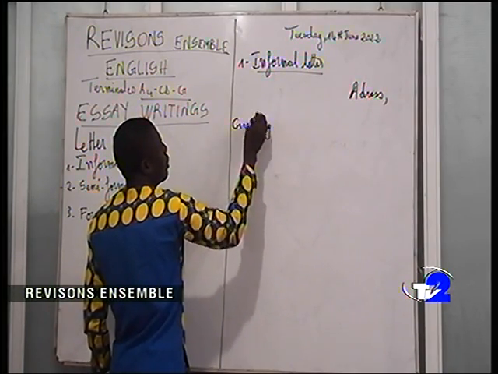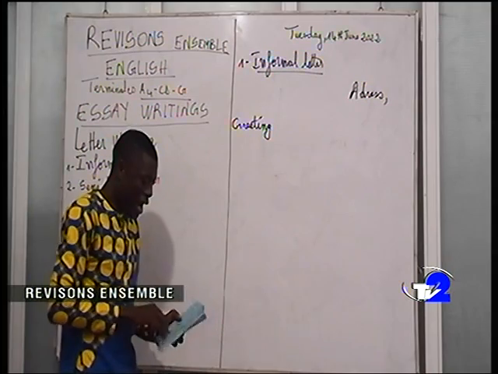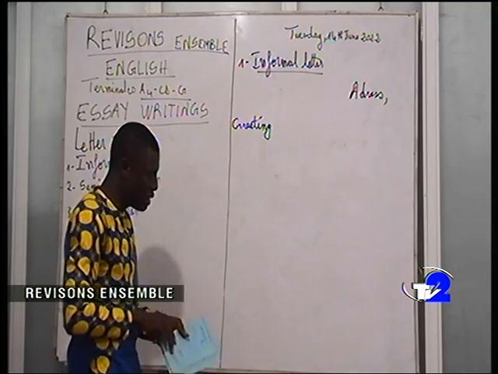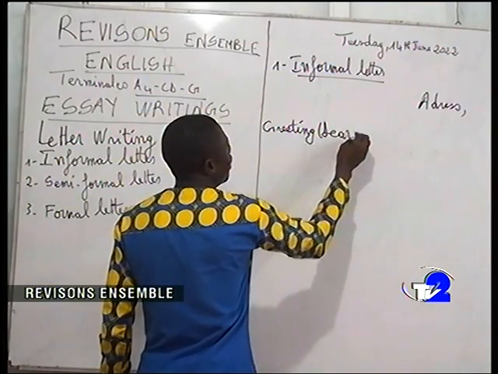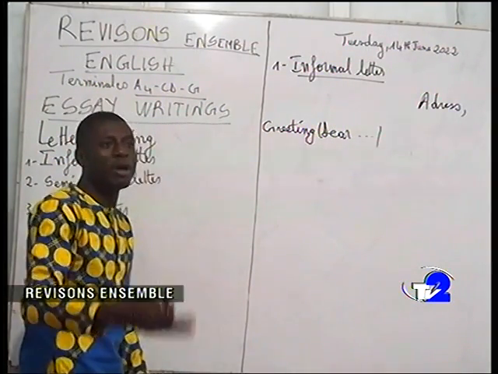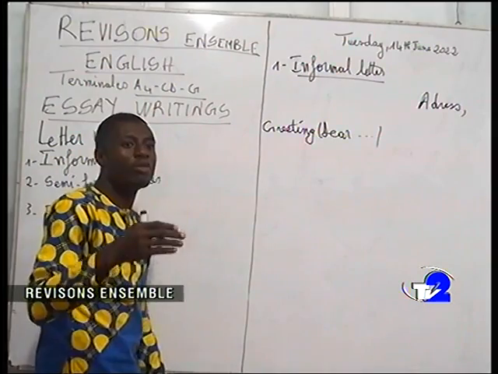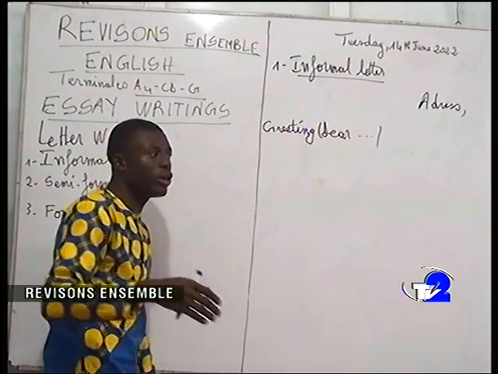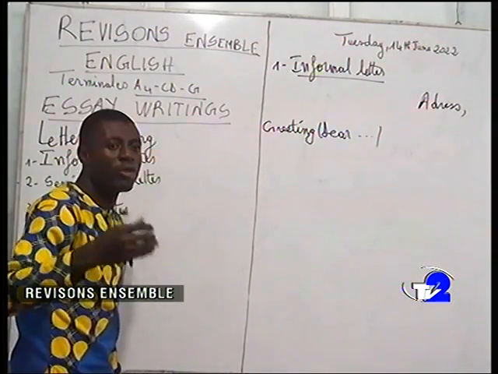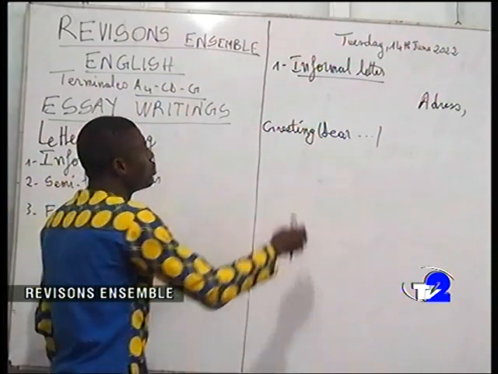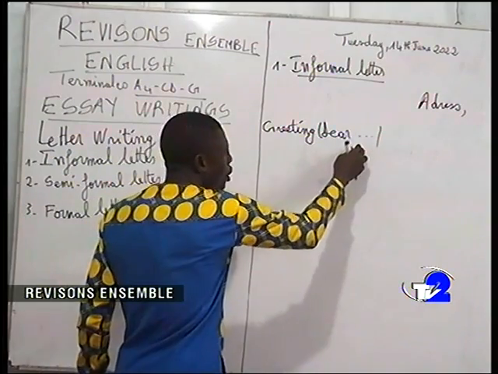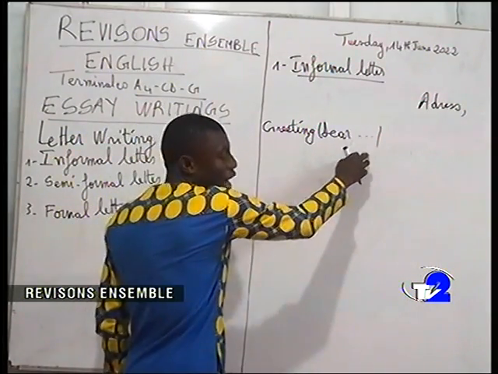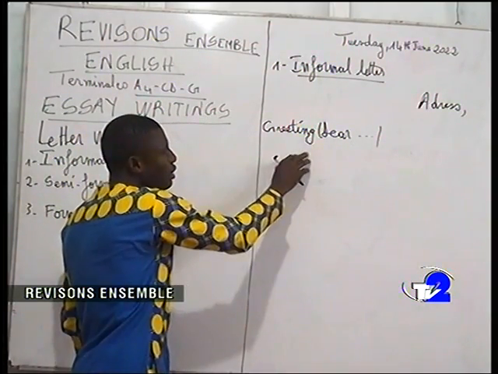After your address, you have the greeting, and the greeting can be what? Dear, followed by the name of the person. When you are writing to your friend, you say, dear Kofi, or your friend Nestor, you say dear Nestor. Your father, dear father. You understand? That is the greeting.